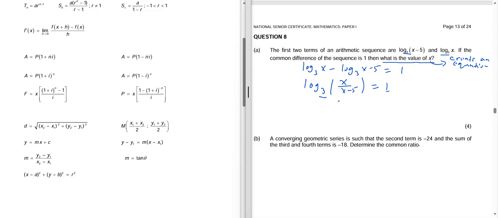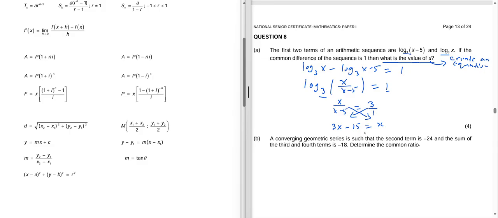So that means x over x minus 5 equals 3 to the power of 1, which is just 3. And 3 divided by 1 is the same thing. At this point, we can cross multiply. 3 times x is 3x, 3 times minus 5 is minus 15, and x times 1 is just x.